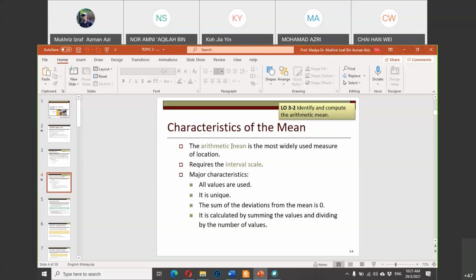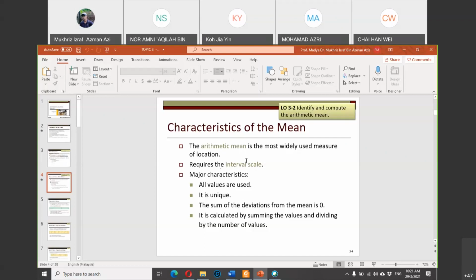The arithmetic mean, or mean, is the most widely used measure of location. In chapter 1, we already analyzed that there are 4 types of data: nominal, ordinal, interval, and ratio. Interval and ratio, more or less, we can group into the same category. Interval means you can take values from 0 until infinity, and the numbers can be arranged from lowest to highest. The difference between each observation can be interpreted, such as the difference between the first number and the second number.